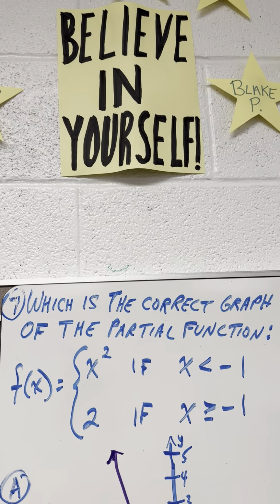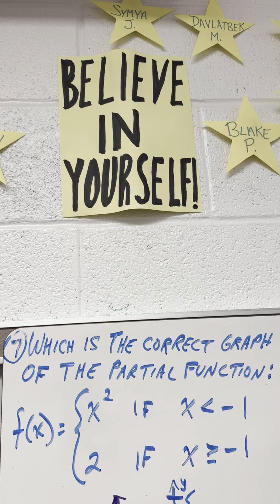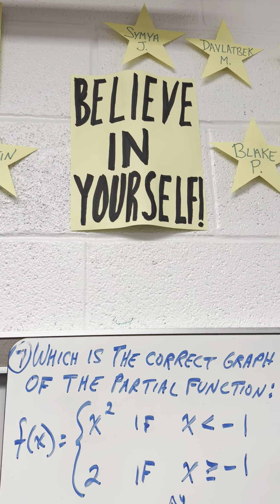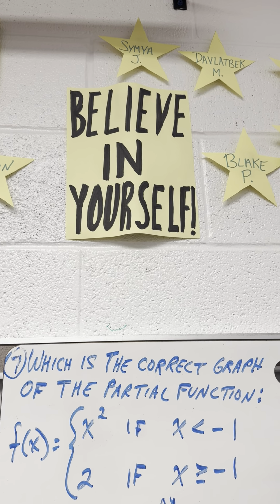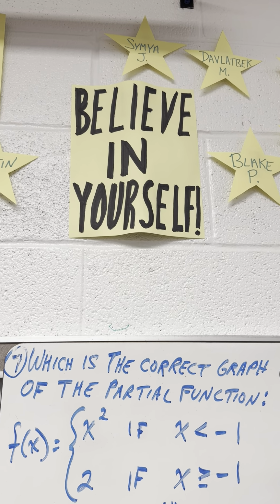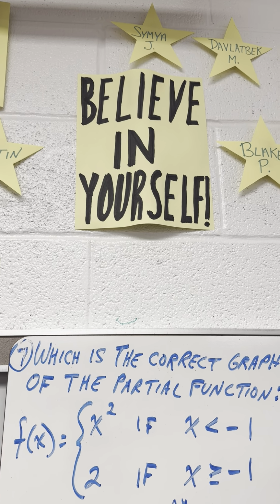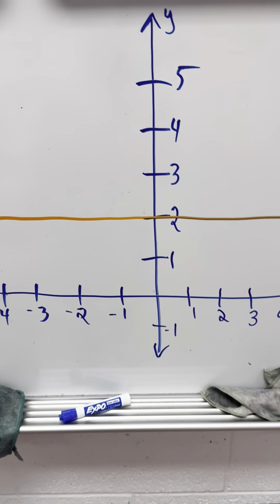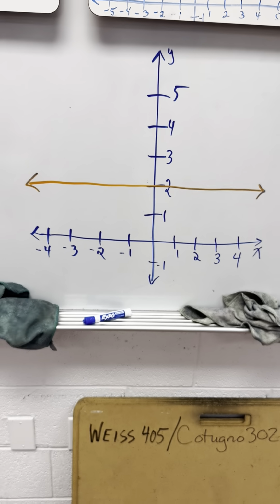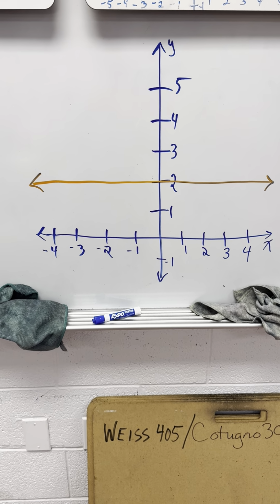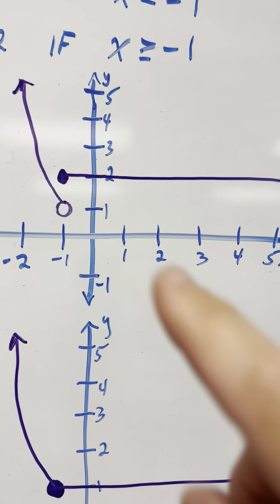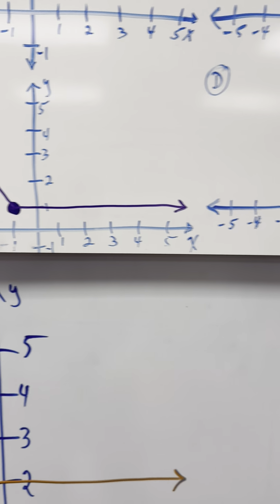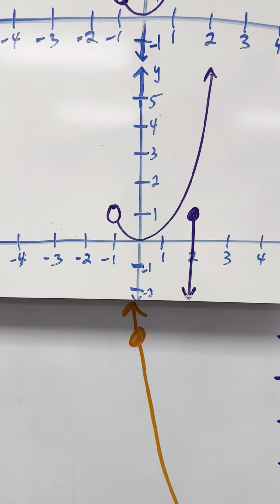Which is the correct graph of the piecewise function f of x equals x squared if x is less than -1, f of x equals 2 if x is greater than or equal to -1? I'm going to simplify my life and say, do I remember what f of x equals 2, or y equals 2, is? Here's the graph of y equals 2, just like that. Where do I see y equals 2? Well, I see y equals 2 here. This is y equals 1. This one's out. This is certainly not y equals 2.